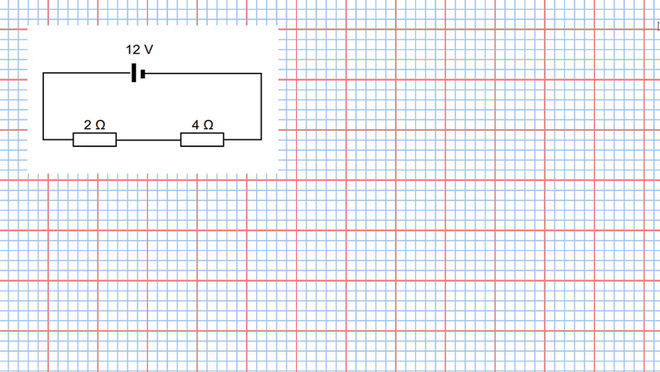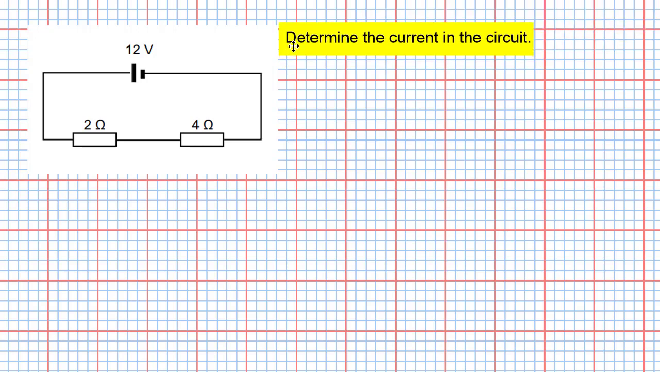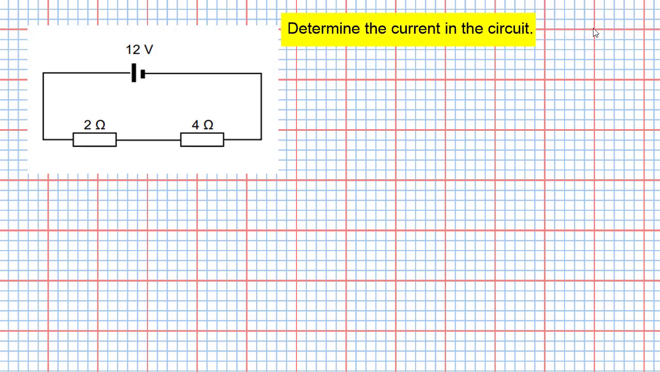Here's a simple electric circuit to help us summarise our electrical equations which we use in circuit theory. This circuit is simple because we've just got a 12 volt battery connected in series with a 2 ohm and a 4 ohm resistor. And usually we're asked to determine the current which is going to flow in that circuit.